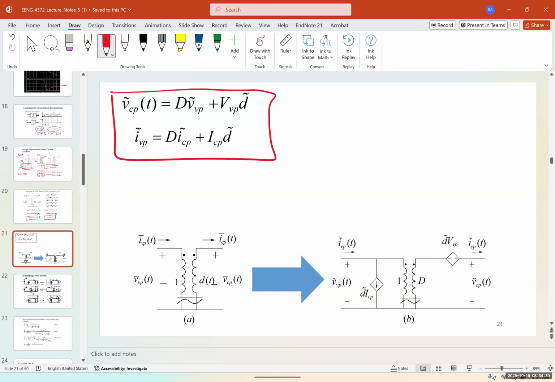We can now model using a different model for our buck converter. We learned the model in the previous class, but we have a control system with a feedback control loop. This would be a general model that we're going to use. We're going to have the d hat Vp added here as a voltage source. And by the way, this is a dependent voltage source, and we have a dependent current source added to the input. So a dependent current source in the input and a dependent voltage source connected to the output.